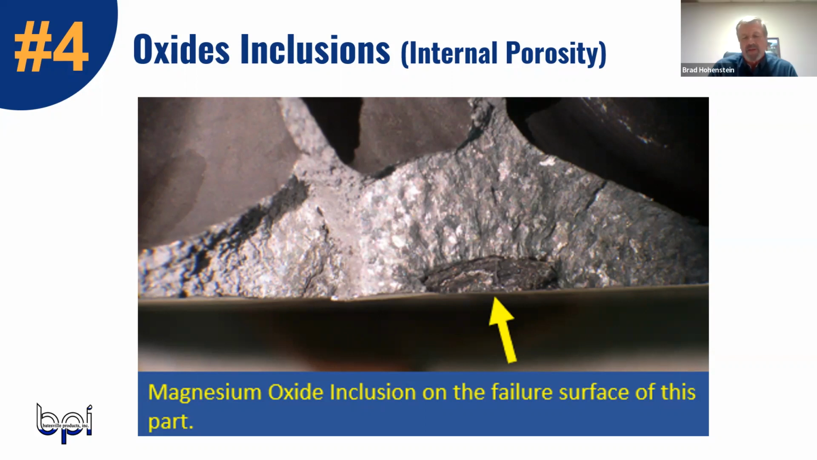So the oxygen not only attaches to the aluminum to form the aluminum oxides, which we saw on the previous slide, it will combine with the magnesium to create a magnesium oxide.